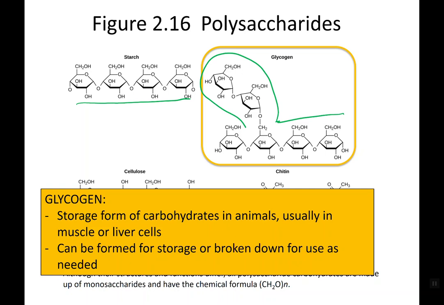This form of carbohydrate is in animals, and it's usually stored in muscle or liver cells. It's actually not really an or, but rather an and. So this can be formed for storage or broken down for use as needed. In skeletal muscles, which are the ones you and I use to do things like walk around and point, any voluntary action, they use glycogen first, which is stored near the nucleus of the cell, and then once they run out of glycogen, they switch to other fuel types.